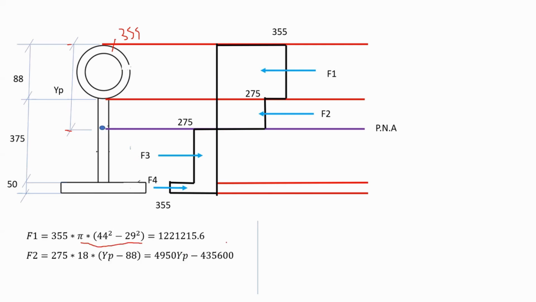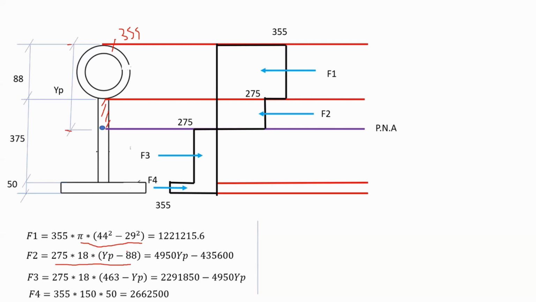If I calculate F2, similarly, I'm going to calculate the area of this part multiplied by the stress 275. And you will have your F2 in terms of YP. You do that for the other forces, F3 and F4. And you can continue now and check where is the location of YP, the exact location.